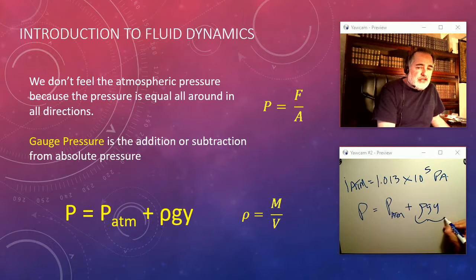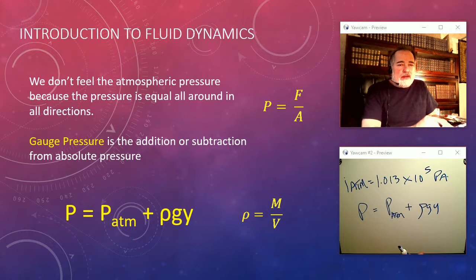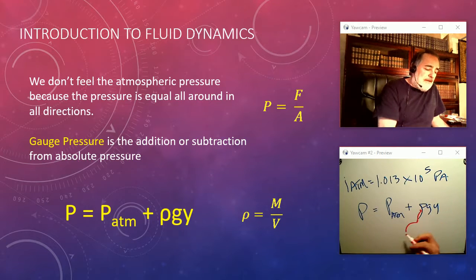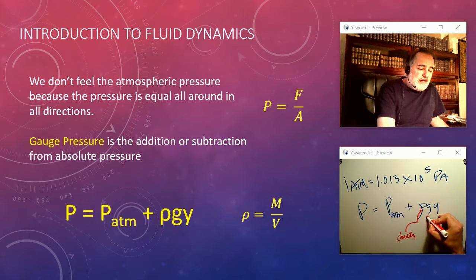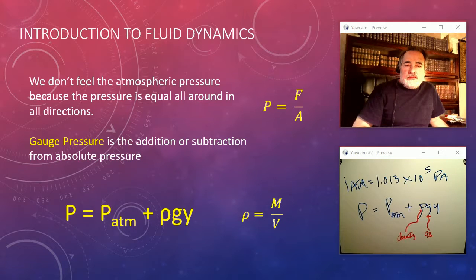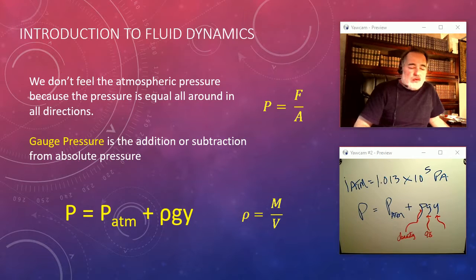This is the gauge pressure. It is the addition or subtraction from absolute pressure, and that depends upon the variables you see here. The density of the material, and again, density is mass per volume. Gravity, and on Earth we're going to use 9.8. And the height, or in this case, depth, would be a positive number, right?